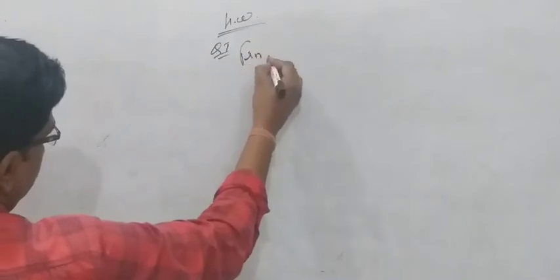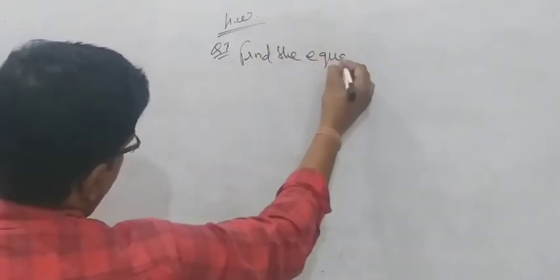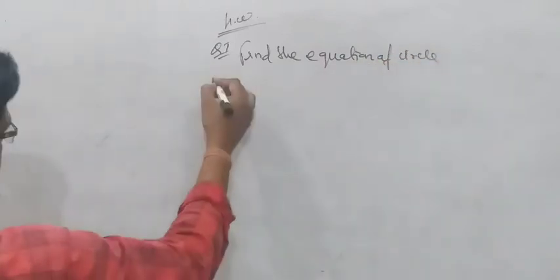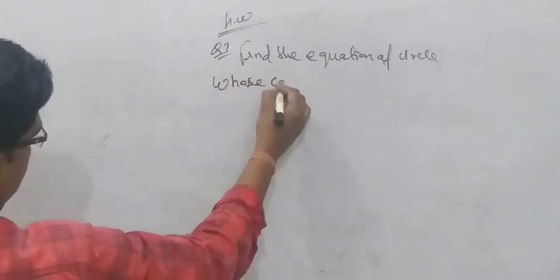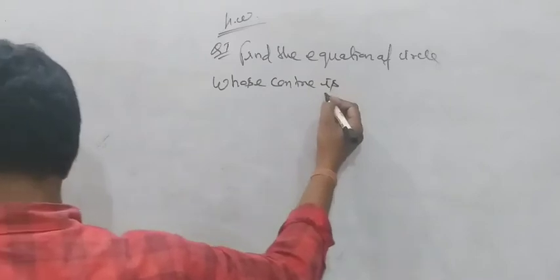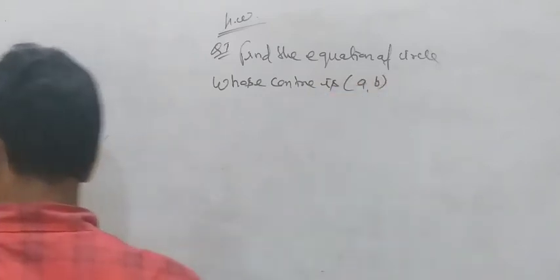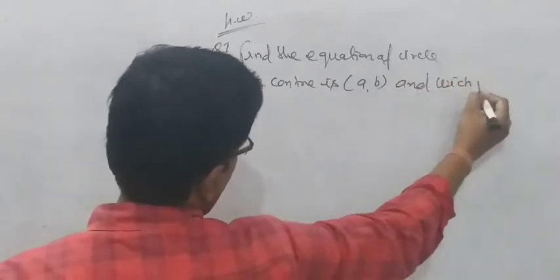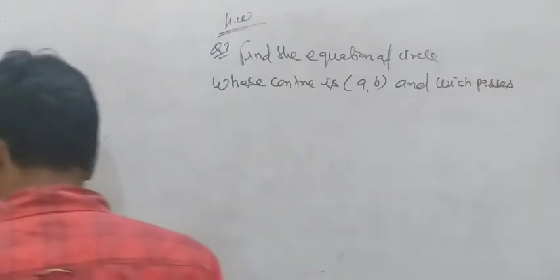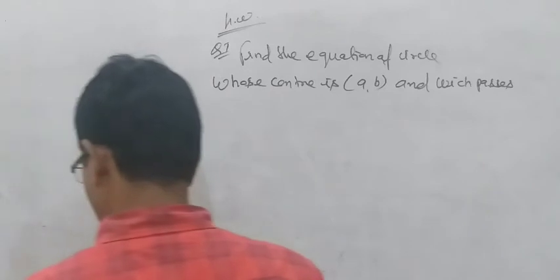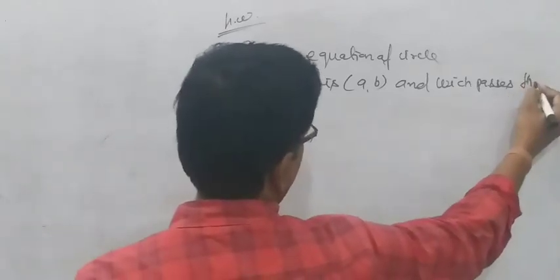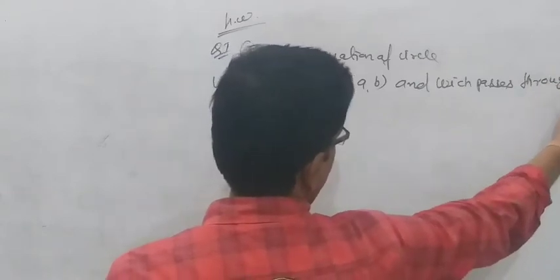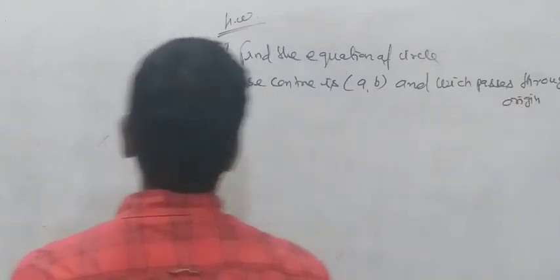Question number 1 is: Find the equation of the circle whose center is (a, b) and which passes through the origin. This is the first question.